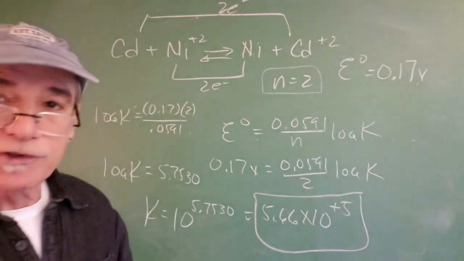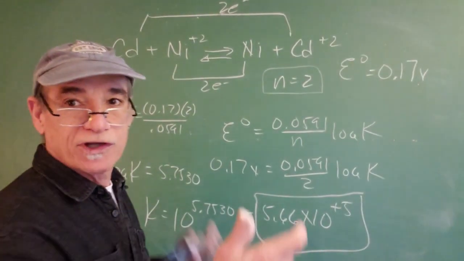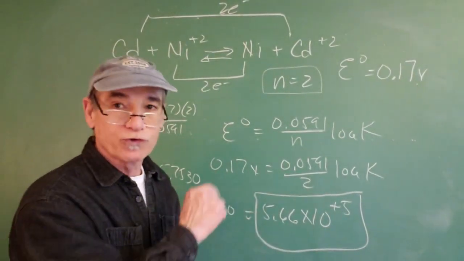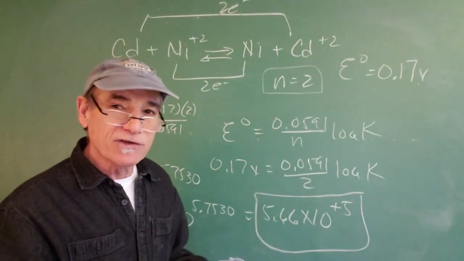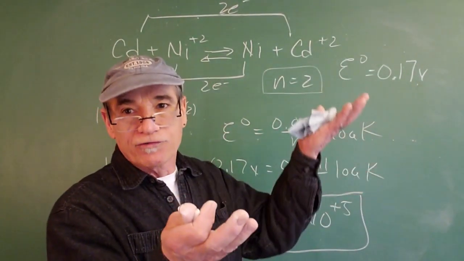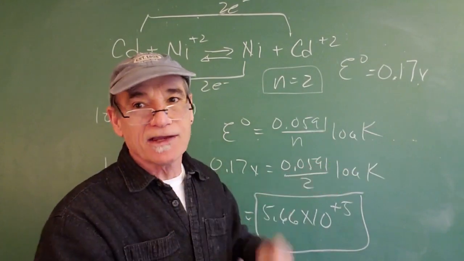All right, so we've looked at these relationships before between delta G and K. Well, now we're looking at the relationship between the voltage of a cell and K. And it makes logical sense that as the K value goes up, so goes the voltage, because they both indicate spontaneity.